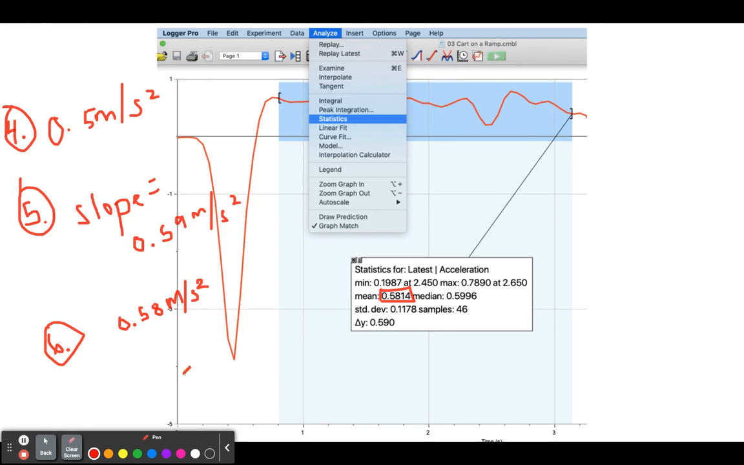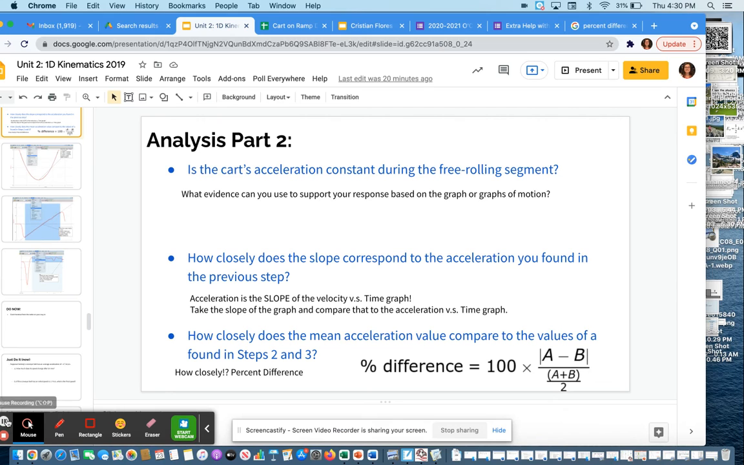In physics, when we're talking about how closely something is related, we use percent difference. So in 6, the data or evidence we're going to need to produce is percent difference. To calculate percent difference, you're going to take the difference between the two values and then divide by the average value.